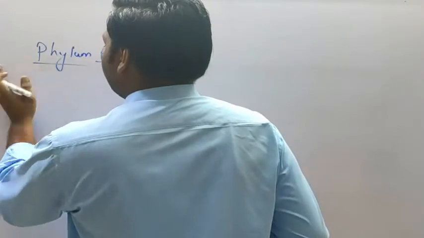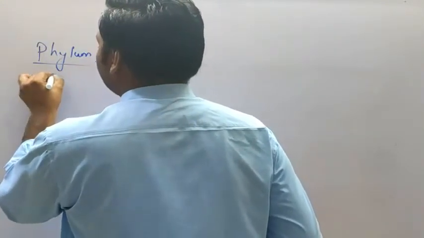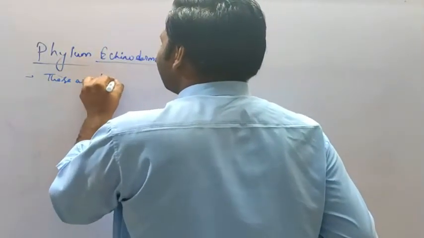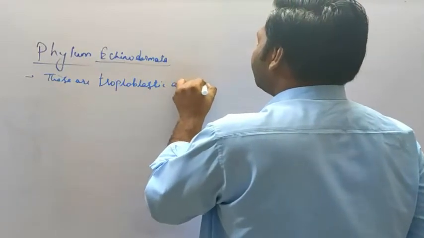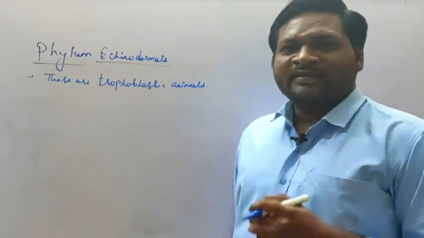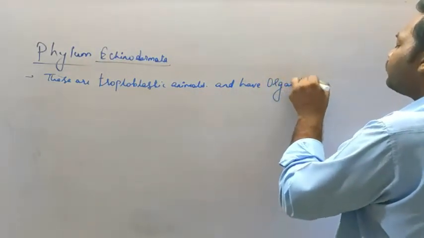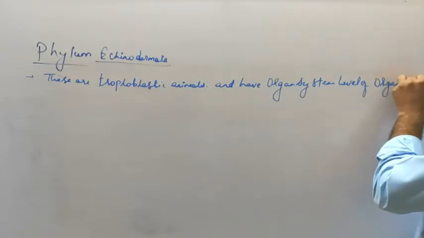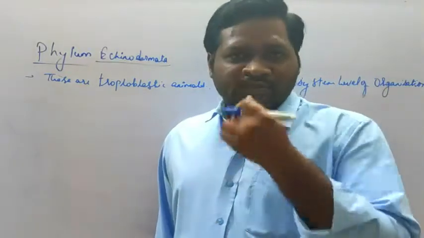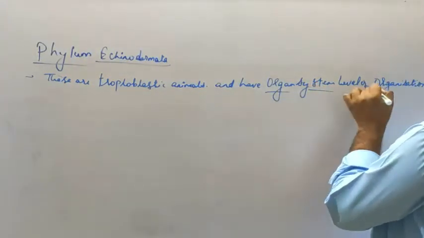The next characteristic feature, these are triploblastic animals. That means they consist of three germinal layers, ectoderm, mesoderm and the endoderm. So that is triploblastic. And have organ system level of organization. So, there is a presence of different organ systems, okay, which are responsible for regulating various metabolic as well as physiological activities within the body of the echinoderms. So, what we are calling, they are having the organ system level of organization, okay.